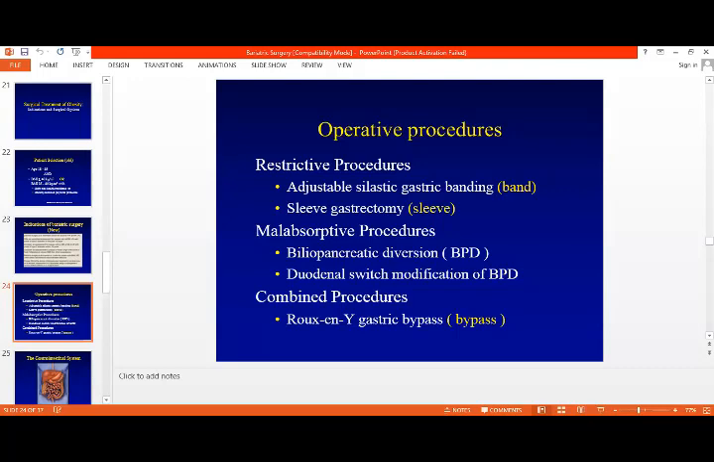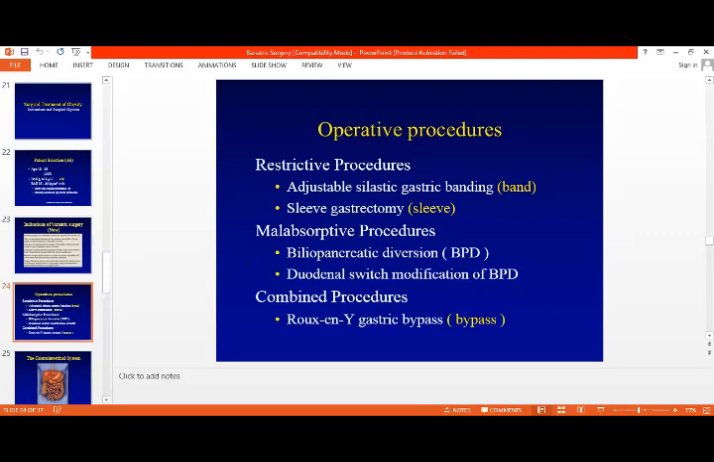The other option could be a malabsorptive procedure. You do some kind of surgery on the intestine so that whatever you eat is not absorbed properly, and because of that, the caloric intake is reduced. And the third one, you can combine both of these together, and this can work better because it combines both. There are different procedures for restrictive, different for malabsorptive, and different for combination procedures. But I've written only 3, 4 here.